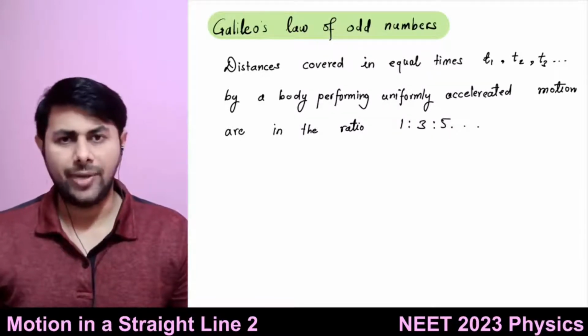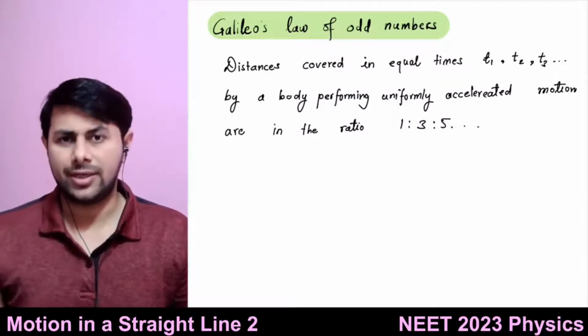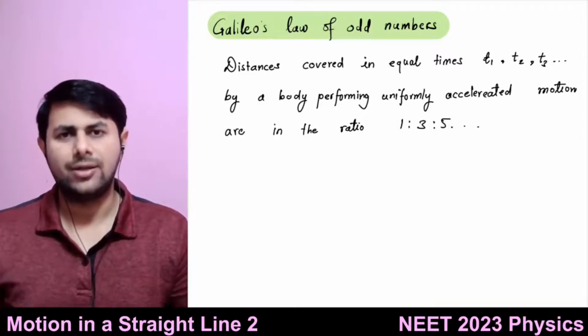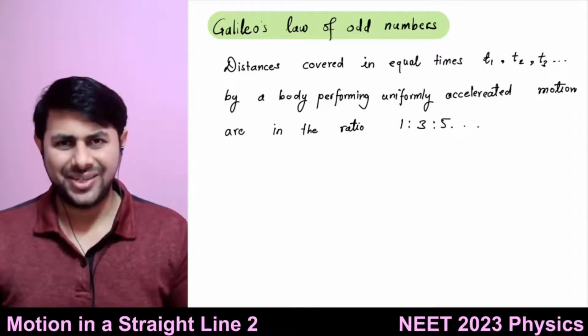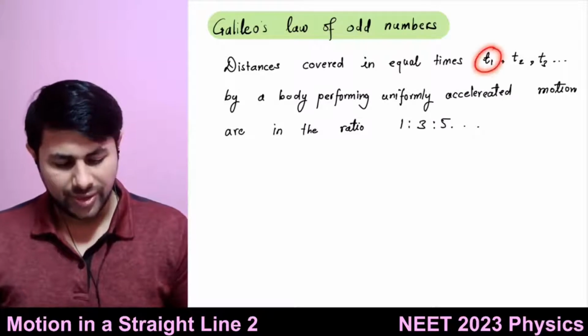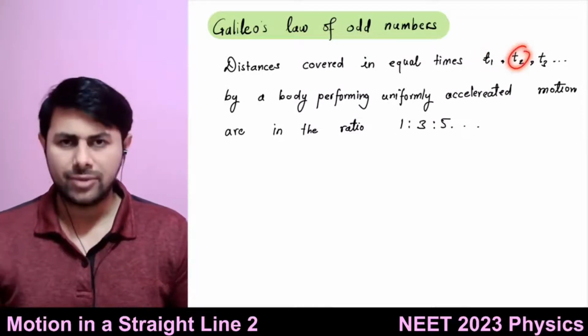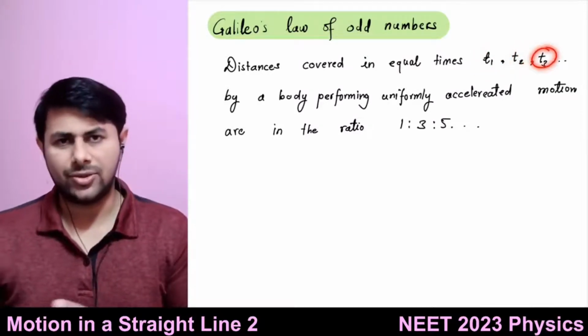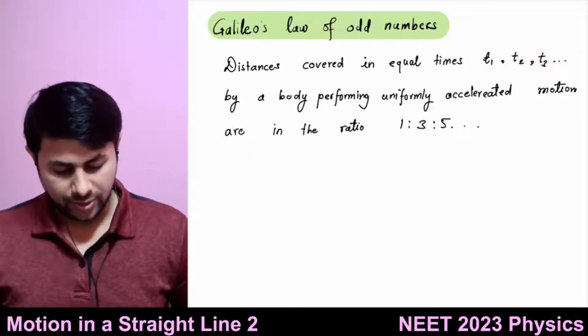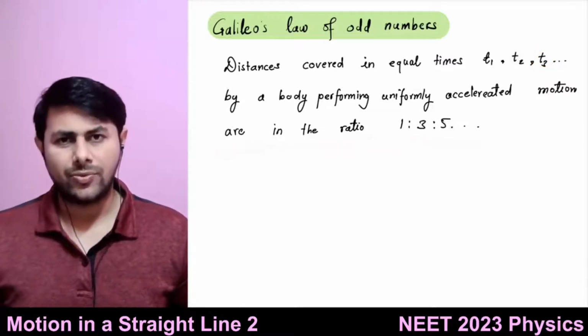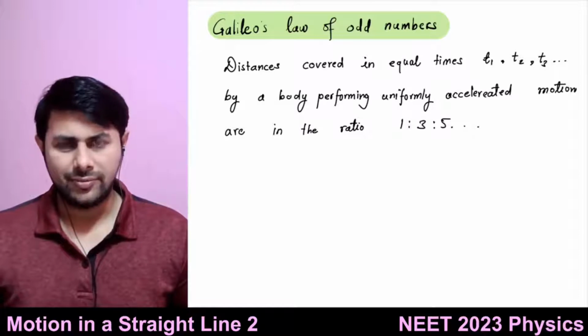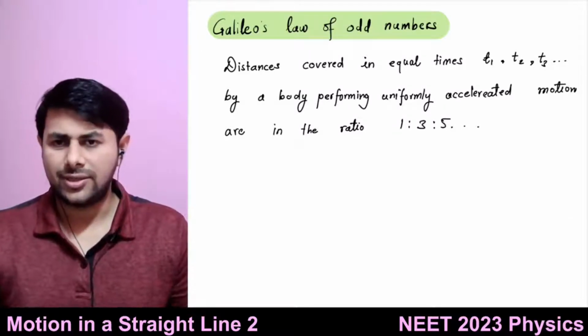The time can be anything. It can be 1 second, 2 seconds, 5 seconds, 1 hour, or anything. If t1 is 1 second, then t2 has to be 1 second, and t3 is also equal to 1 second. So this is Galileo's law of odd numbers. Okay, is it clear? The law is clear?